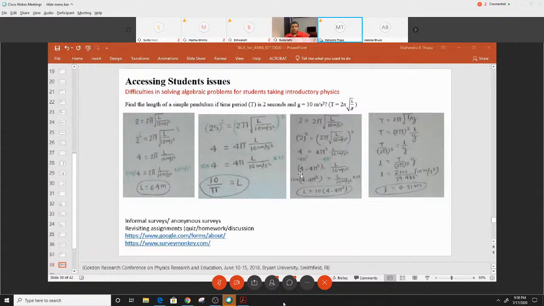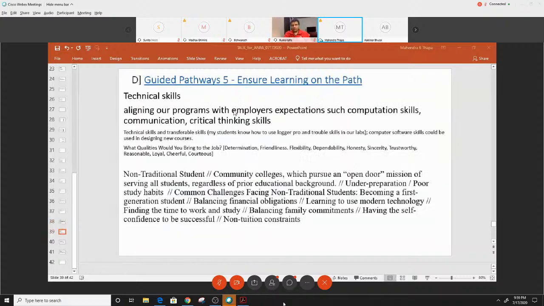This is a small piece of research I did a long time ago. With a simple question, time is 2 seconds, we just find the length of the pendulum. I found that students give 17 different kinds of answers. I put just 4 here, but they give 17 different answers. But if you give them any kind of device, a computer, they give the exact answer. So it is very hard on paper.